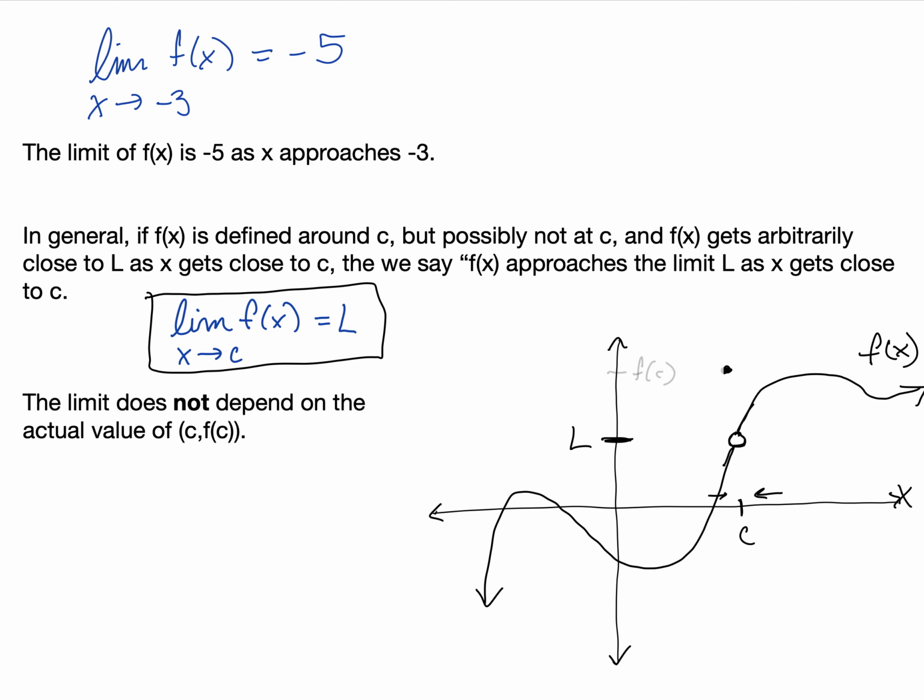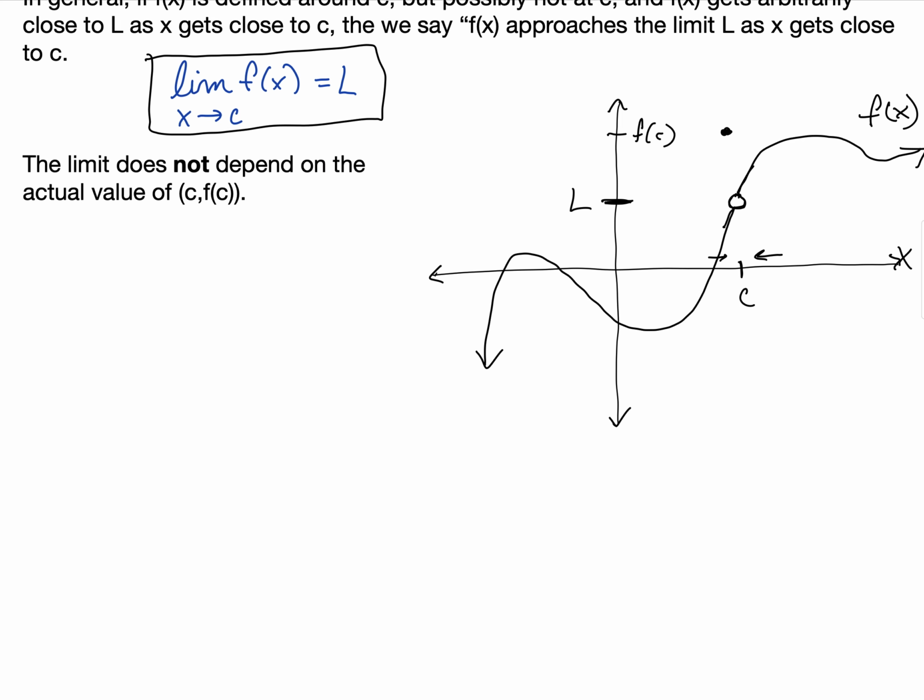It could be the case that f of C is actually equal to L, or it could be the case that f of C is actually equal to something else. So this is f of C. It could be the case that the limit as x approaches that value is equal to the function value at the point, or it could be the case that it is not.